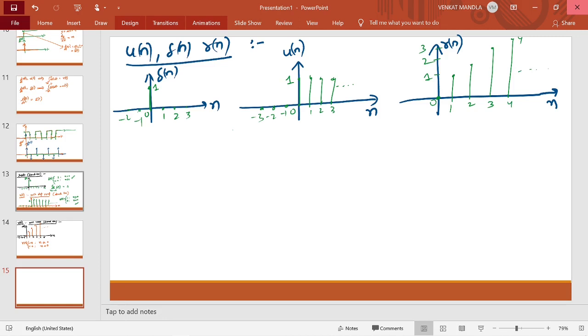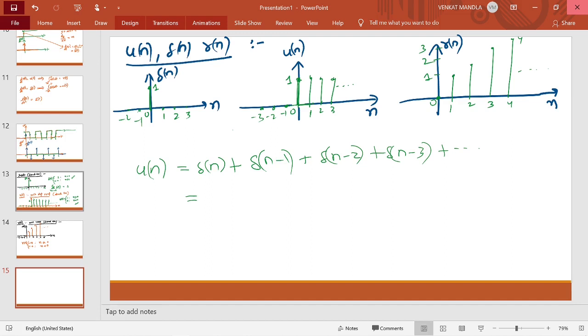So I can represent the relation. Clearly, you can see from U of n to del of n, U of n can be written as del of n plus del of n shifted by one unit, del of n minus 1, plus del of n minus 2, plus del of n minus 3. So the shifting operation on signals, I will discuss the shifting. I will just derive a relation here and then I will discuss each and everything.